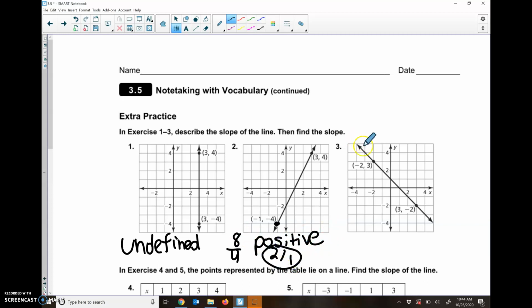Here, same thing. From left to right, it looks like it's going down this time. So that would be a negative slope.